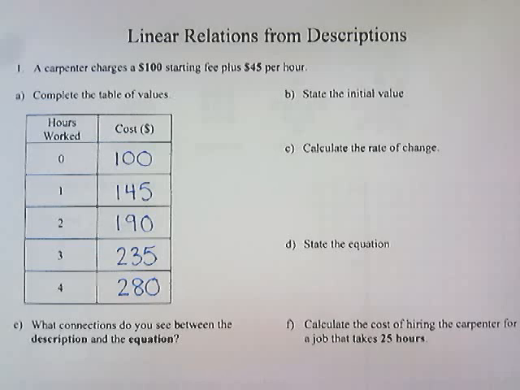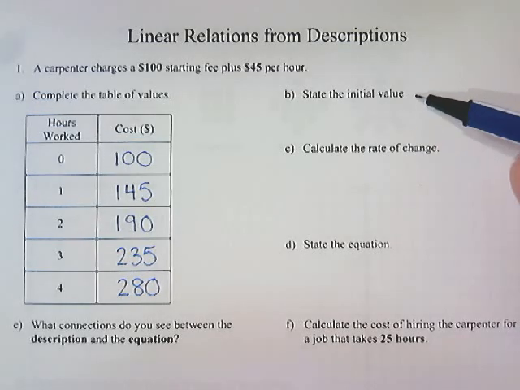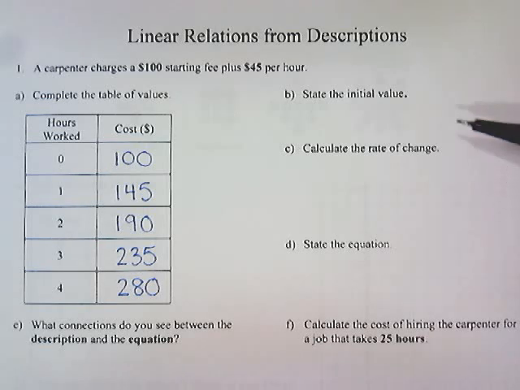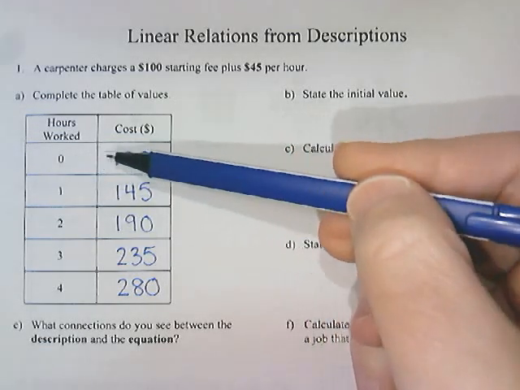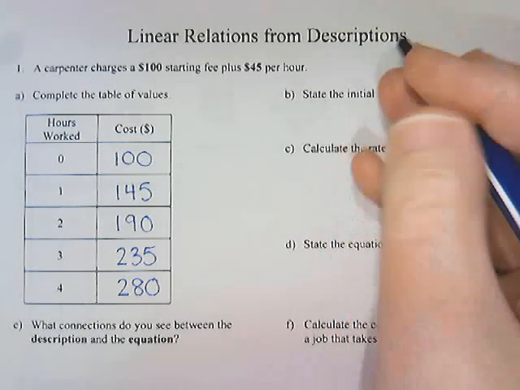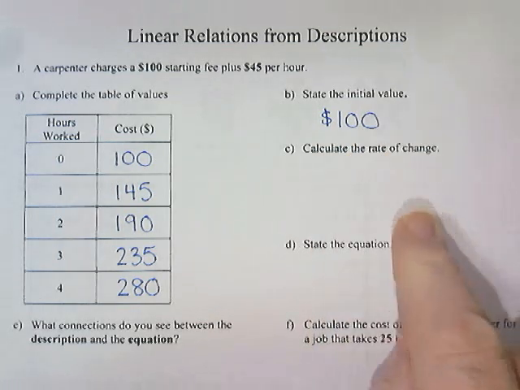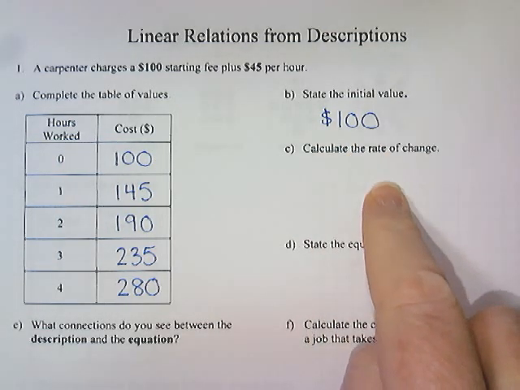Okay, so some questions. State the initial value. The initial value is the 0 term. It's the starting amount. So it should be this part in my table, which is the $100. And then it says calculate the rate of change.